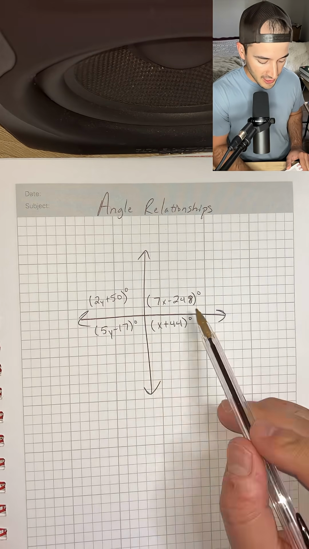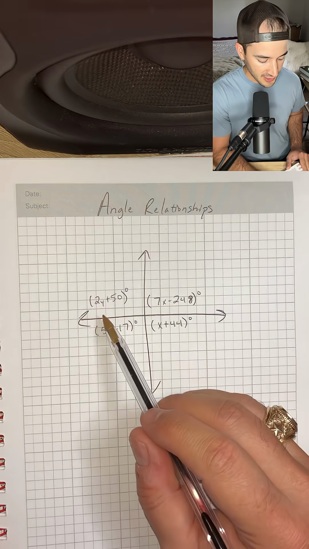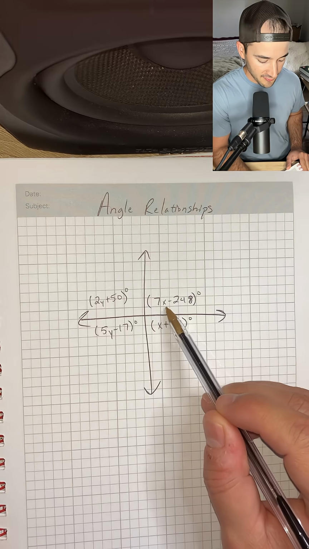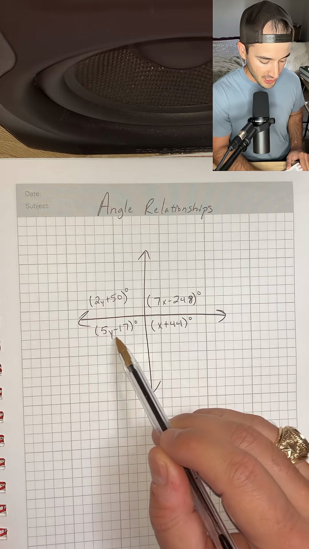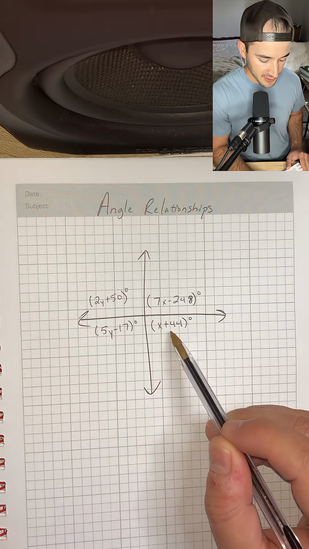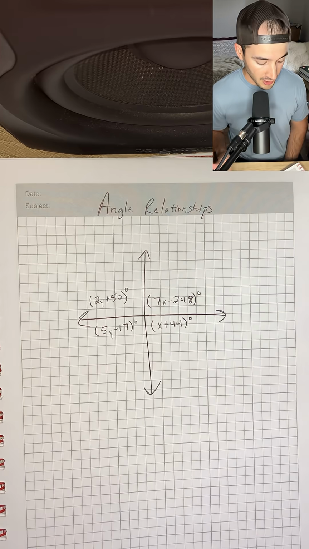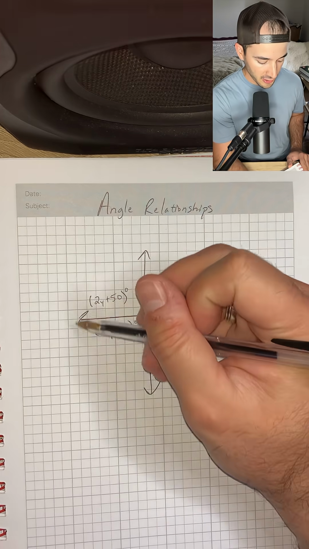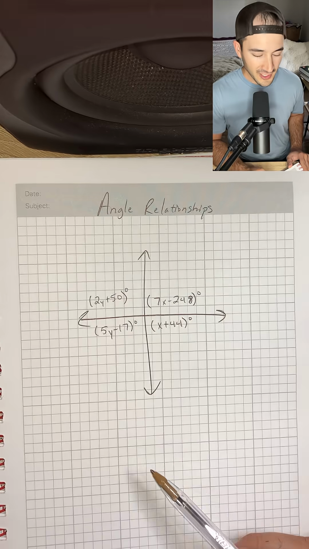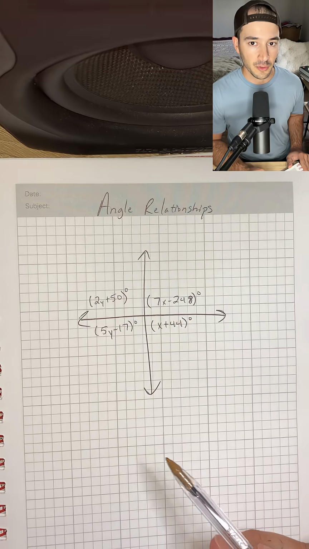So we're given two lines that intersect, and we have the angles 2y plus 50, 7x minus 248, 5y minus 17, and x plus 44. So we need to write an equation so that we can solve for x and y. So I'm going to start by working over here on the y's. We need to just have one variable that we can solve for to make this easy.